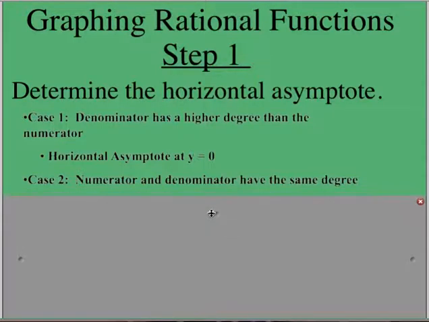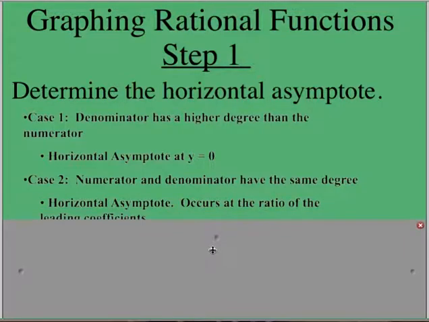The second case is if the numerator and denominator have the exact same degree. So if it's a third degree polynomial divided by a third degree polynomial, then the asymptote is going to occur at the ratio of the leading coefficients.